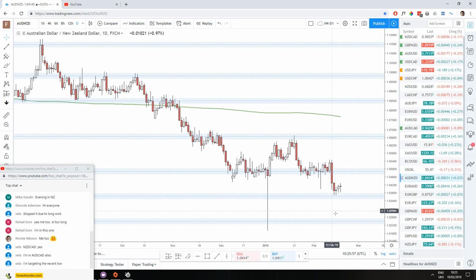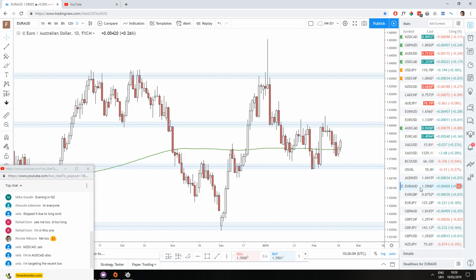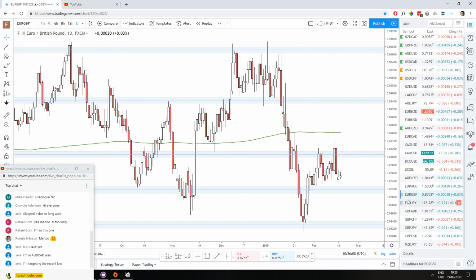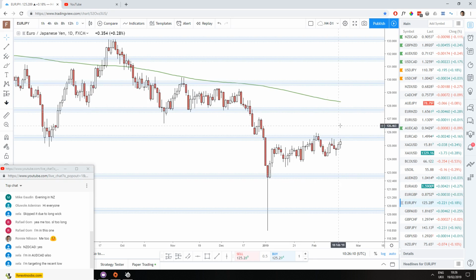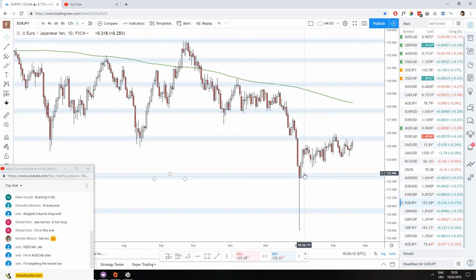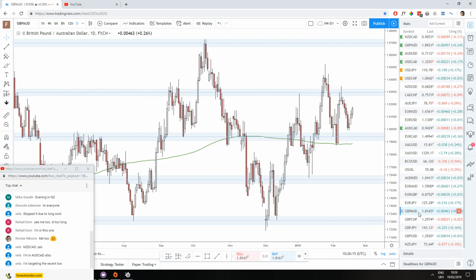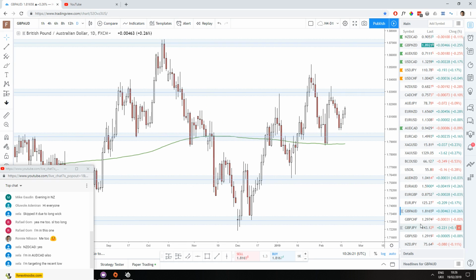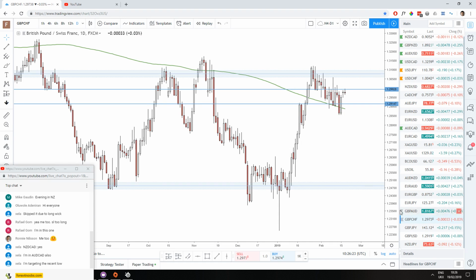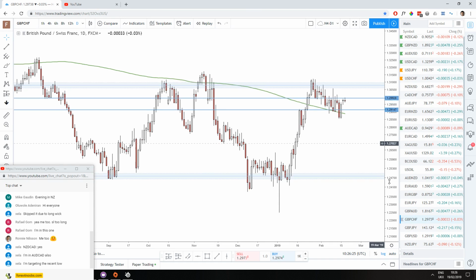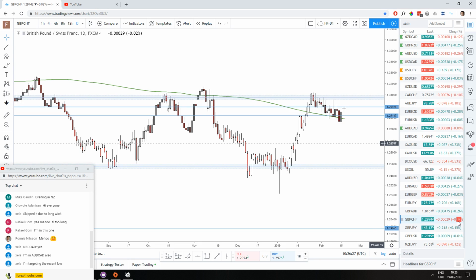AUD New Zealand dropped to the bottom here, pulling away. It's way too high on that support area, so there's not that much going on there. Euro AUD is in between support resistance. Euro GBP is also in between. Euro JPY, yeah, there's no potential setup there right now. GBP AUD in between support resistance, nothing really there. GBP CHF, I'm not really trading this pair.